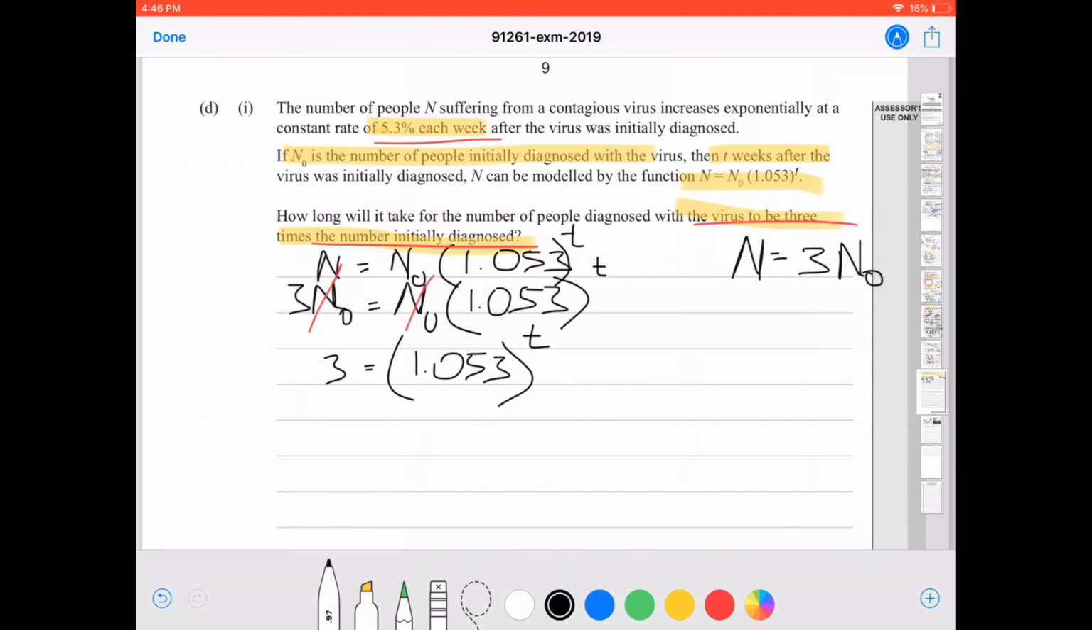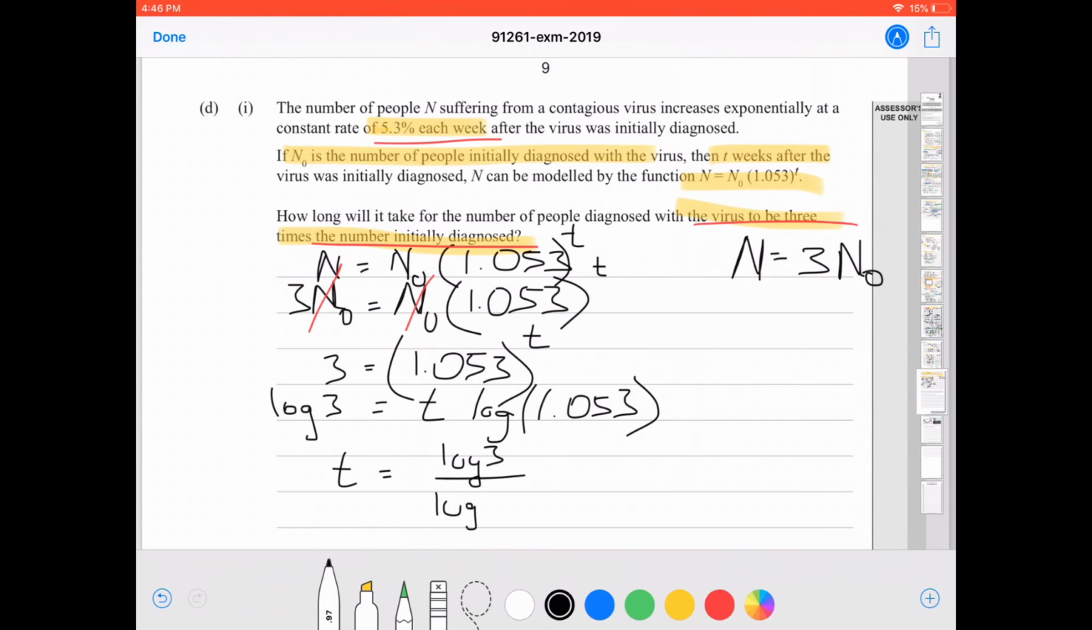And we've just been dealing with logs, and we're going to continue dealing with logs. So we can take log of both sides. So log 3 equals T times log 1.053, this is that power rule again, and we're trying to find T, and so T must equal log 3 over log 1.053. Okay, that's our formula.